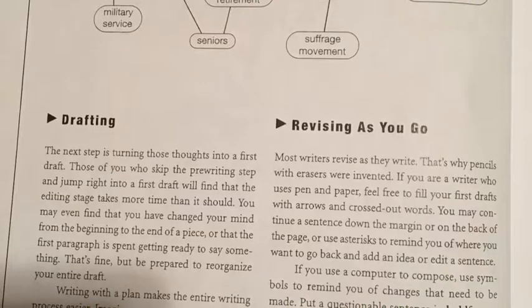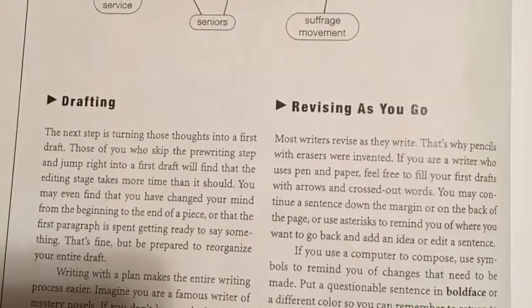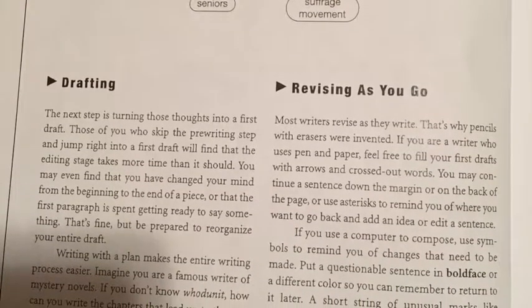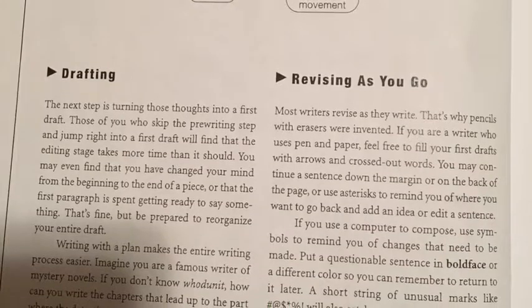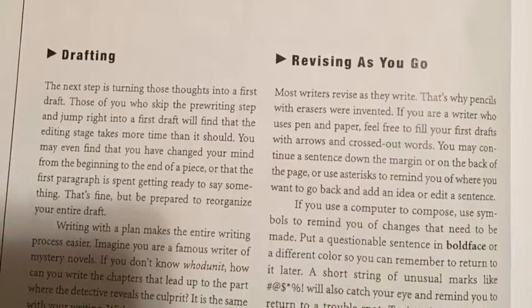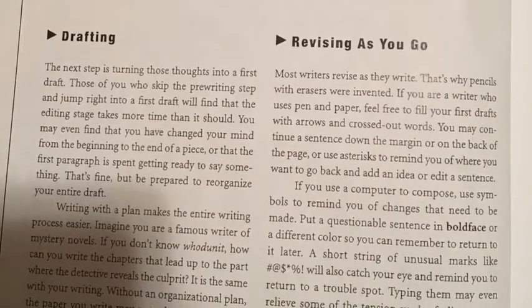Revising as you go. Most writers revise as they write. That's why pencils with erasers were invented. If you are a writer who uses pen and paper, feel free to fill your first drafts with arrows and crossed out words. You may continue a sentence down the margin or on the back of the page, or use asterisks to remind you of where you want to go back and add an idea or edit a sentence.